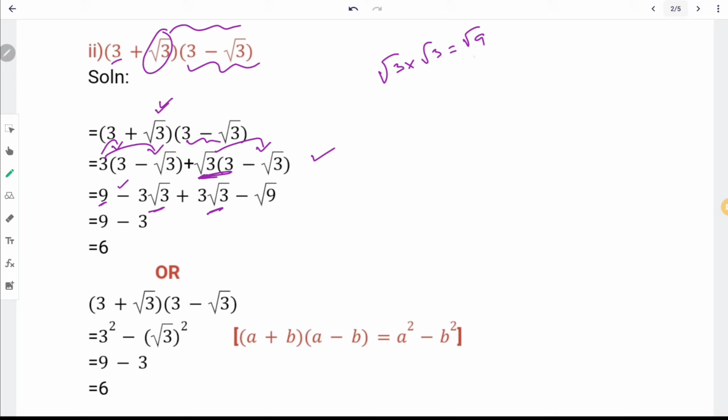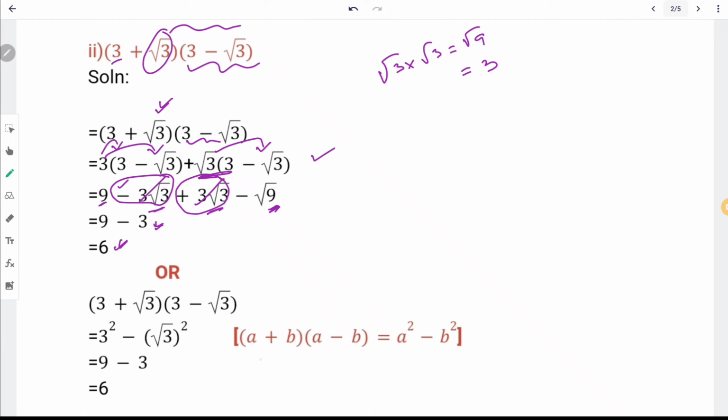But we know that what? Root 9 is a square root of 3. All right, so here for this you can see that we get here minus 3. And when you look here, can you see that this is minus 3 root 3 and then this is plus 3 root 3? So we can always subtract both of them. Okay, then 9 minus 3, we're going to get 6.